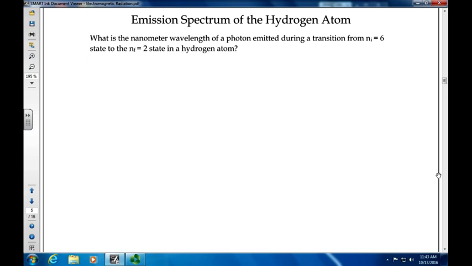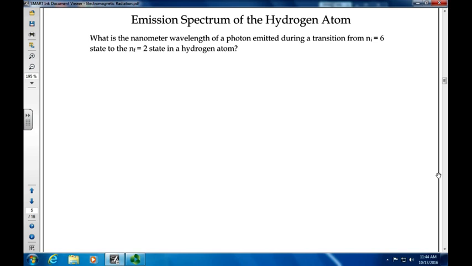So our question is, what is the nanometer wavelength of a photon emitted during a transition from n_i = 6 to the state of n_f = 2 in the hydrogen atom? So all that's doing is looking at the principal quantum number starting at 6 and then ending at 2. So it's dropping 4 levels.